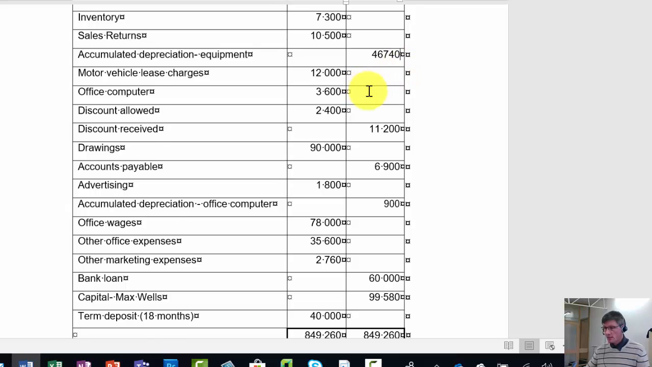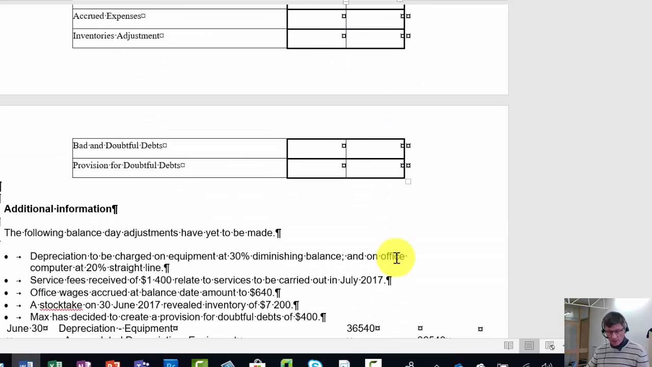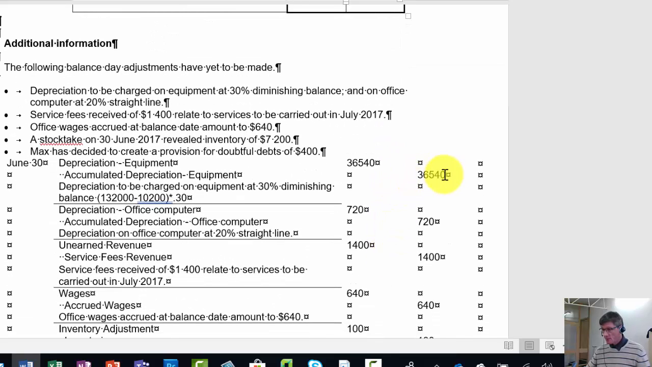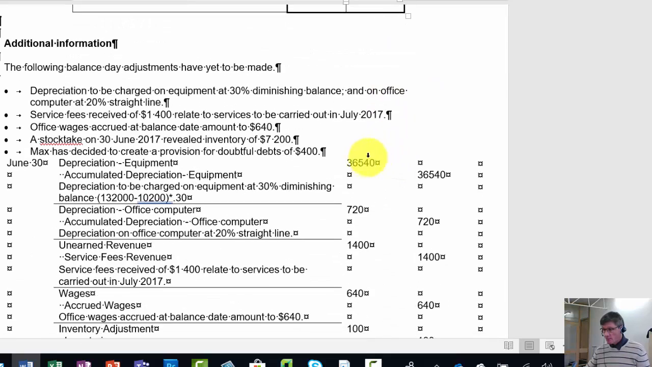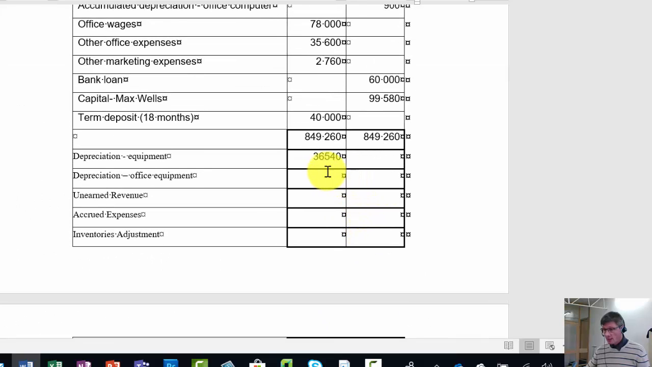Now the rule here is that if it's a credit and a credit, you add them together, or a debit and a debit, you add them together, and if they're opposite to one another, you take them away. So 36,540, there was 10,400 there already, 200 there already, so I added those two together. Both those items I've ticked off, and I think it's important that you engage in some sort of ticking off. I've crossed them out because I'm using the word processor, but just to say yes, I have put that into the trial balance. Depreciation office computer 720, that is also a new item, so I'll type that in.